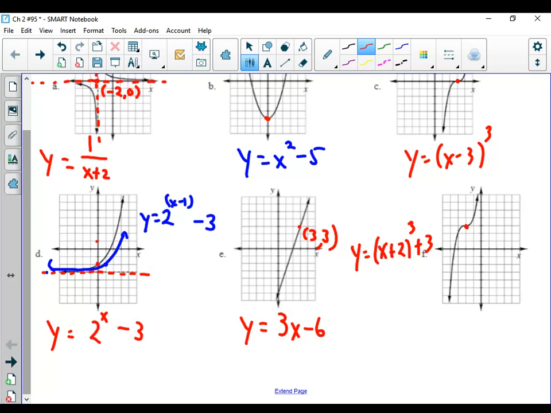And that might be a different way to write it. What would I get if I multiplied that out? 3x minus 9 plus 3. Or in other words, we get 3x minus 6, which is what you wrote when you wrote it in slope-intercept form.